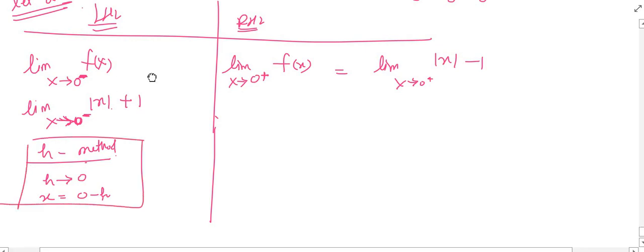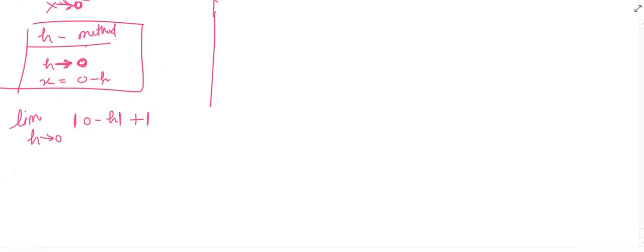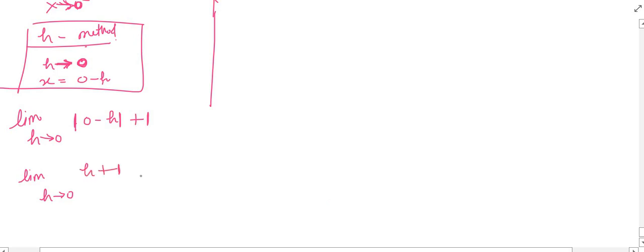So I will apply the H method here. Look carefully, in the H method the limit changes to h going to 0 of mod of 0 minus h plus 1. Correct? Right? So let me put here limit h tending to 0. Can we remove mod? 0 minus h, it will be h plus 1 only. Remove it. Correct? h is some tiny number.